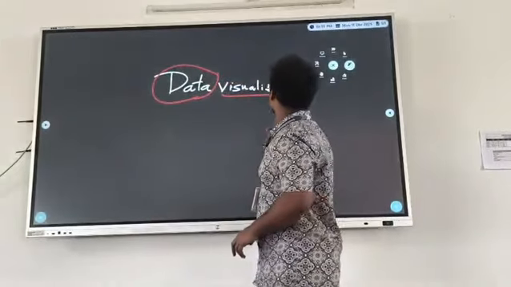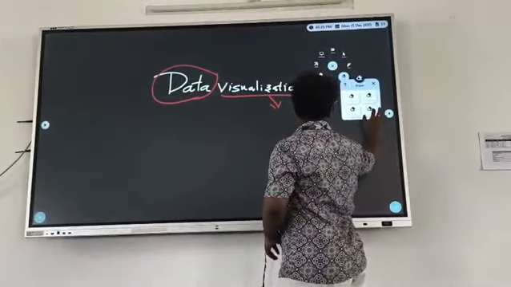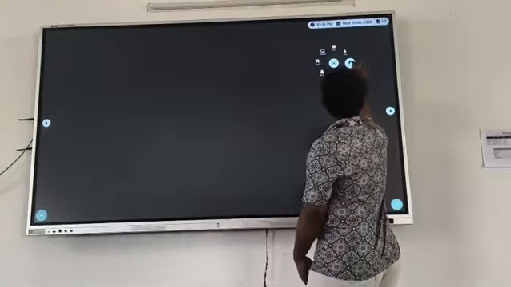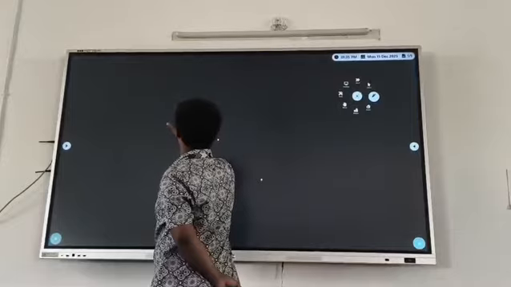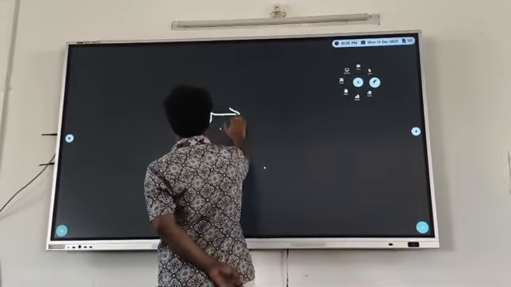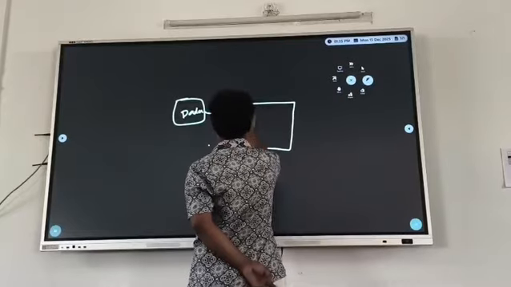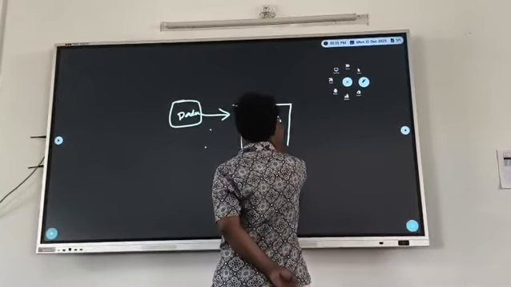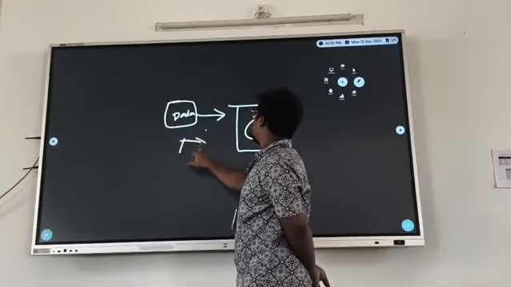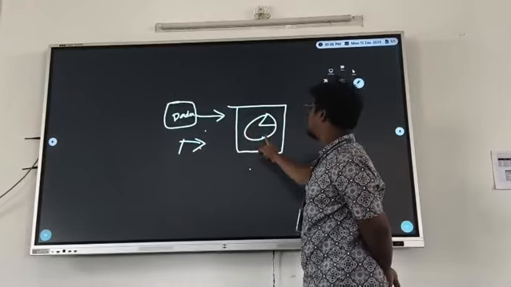For example, some data like this. This data is visualized in the form of a bar graph or something like that. So the raw data is visualized into a pie chart.